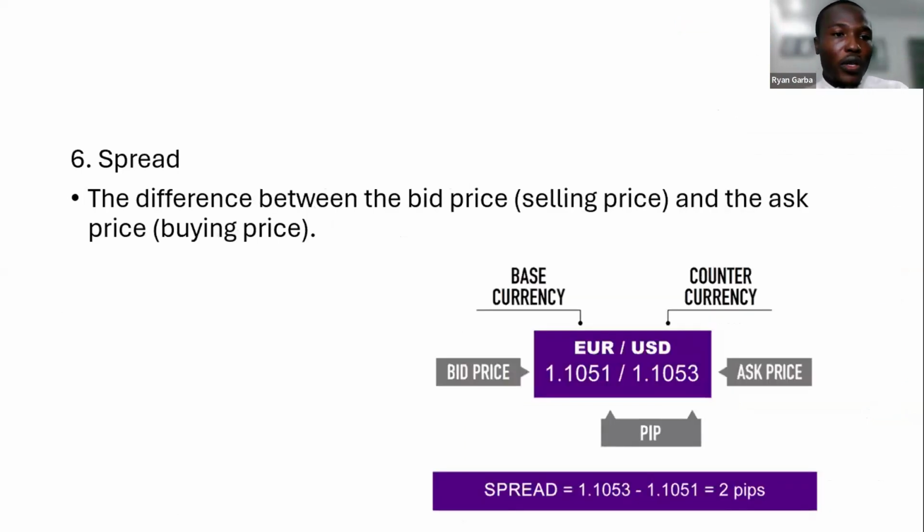Okay, so we go to spread. What is spread? Spread is the difference between the bid price, which is the selling price, and the ask price, which is the buying price. We have a picture here to depict what we mean by that, and we are using Euro USD here. This is the price of Euro USD, which is the bid price. It's also the base currency. When we were talking about currency pairs, we mentioned base currency. And we have the counter currency, which is USD, also called the quote currency. There's a price, that's the ask price. So just subtracting it, the outcome is 2 pips. So 2 pips here is the spread. So that has to do with spread.